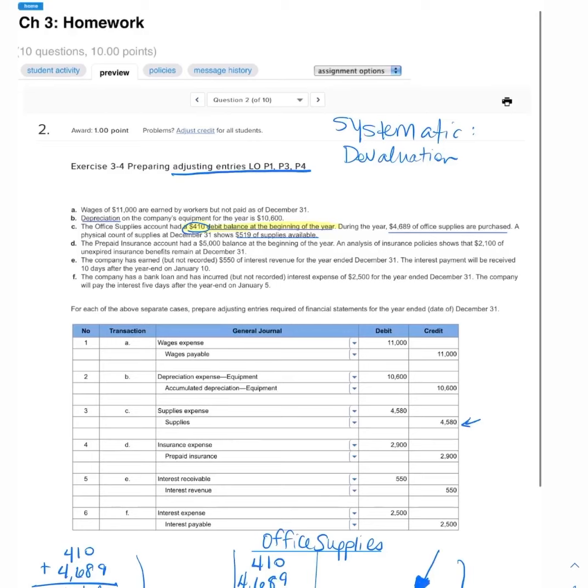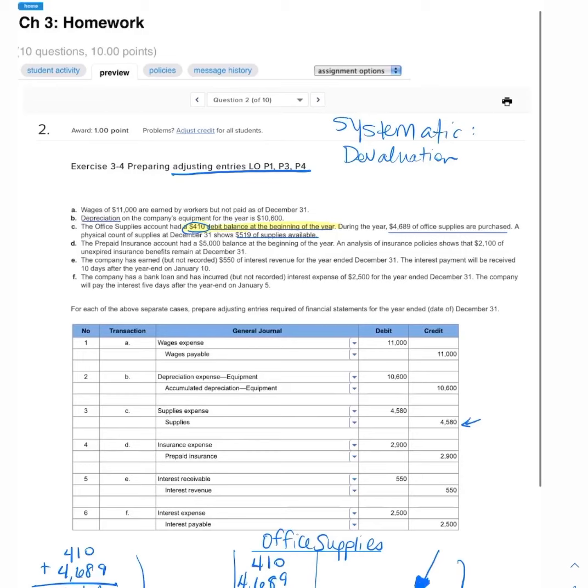So now you say, well, what on earth is the debit? So if you think about the supplies account, the supplies or the office supplies account is an asset account. And which financial statement do assets go on? Well, assets are going to go on the balance sheet. And if you remember our rules for adjusting entries, we said a couple of things must be true. We must have at least one income statement account, at least one balance sheet account, total debits and total credits must be equal, and we can never use the cash account.